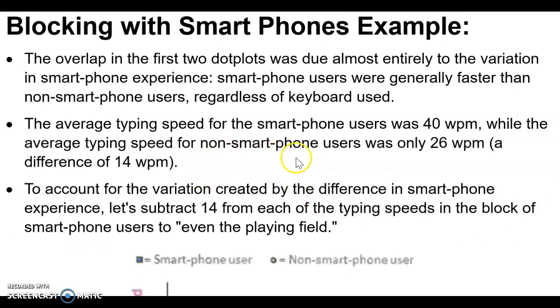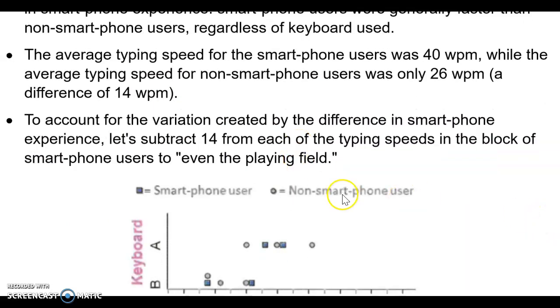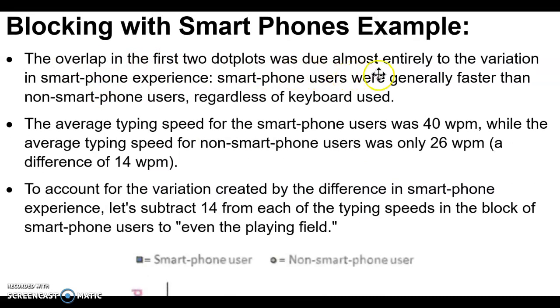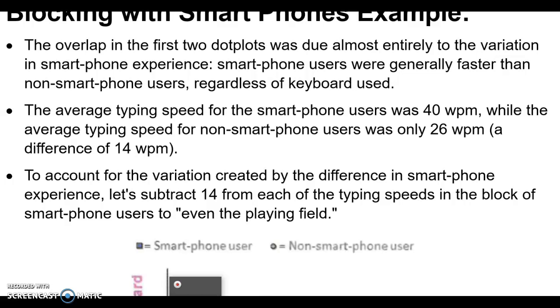But what happens if we block with the smartphone? So, the average typing speed for the smartphone people was 40 words per minute, while the average for non-smartphone people was 26. So let's subtract 14 from each of the typing speeds of the smartphone users to even the playing field. Basically, we don't want to see if there's a difference between smartphone and non-smartphone users. That's not really our goal here. Not what we're trying to do.